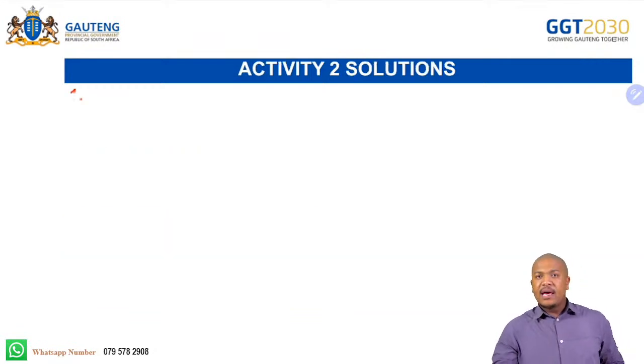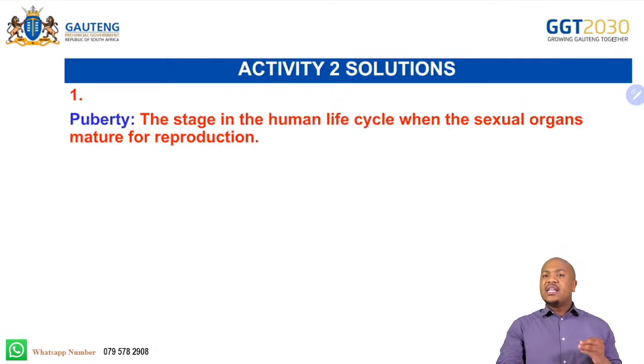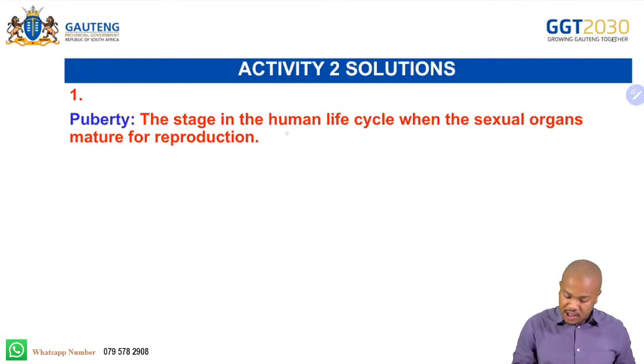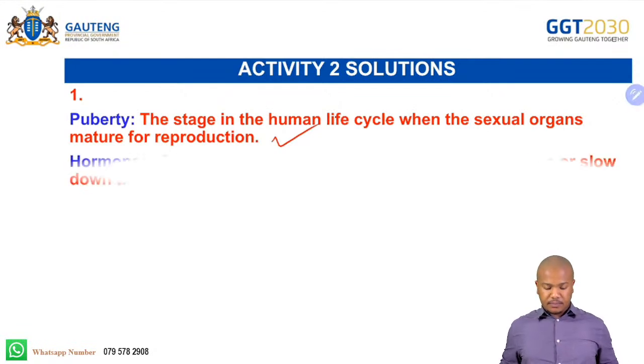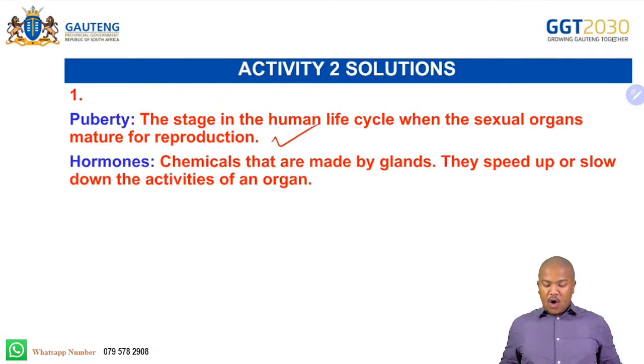Number one, puberty. We said that puberty is the stage in the human life cycle when the sexual organs mature for reproduction. Hormones, we said that these are chemicals that are made by glands. They are chemical messengers, made by glands to either speed up or slow down the activities of an organ.